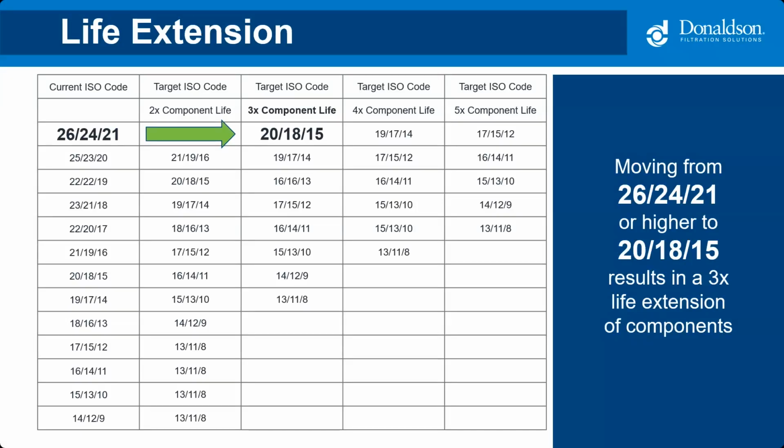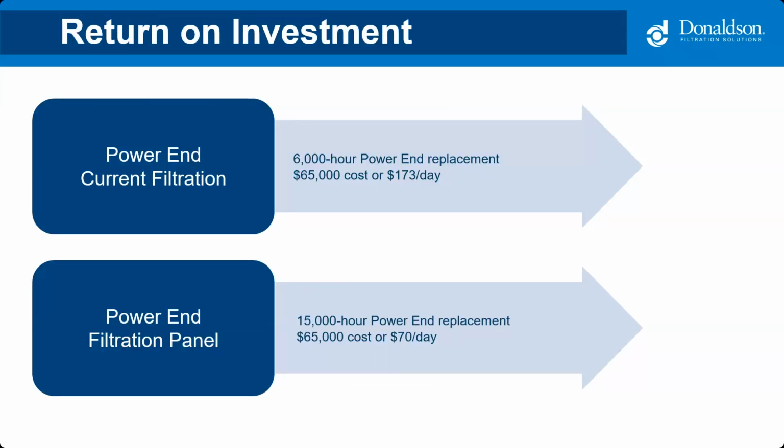So let's look at what kind of that return on investment would be in order to be able to achieve that. So the current filtration within that power end was yielding about a 6,000 hour power end replacement. And the power end replacement for one of those pieces of equipment is roughly right around $65,000, give or take. So that equates to about $173 a day to operate that piece of equipment.